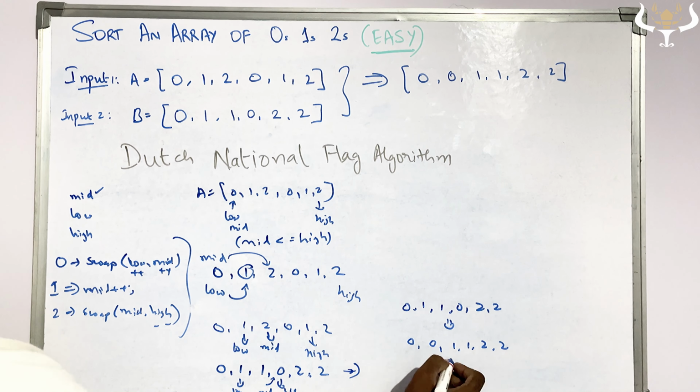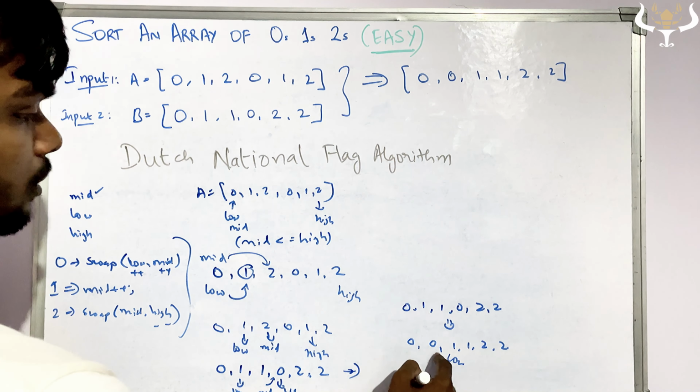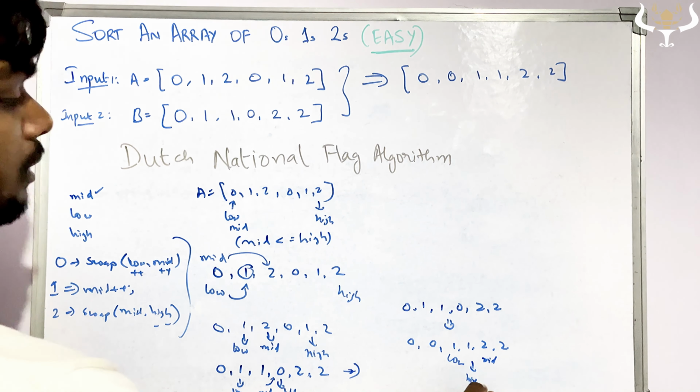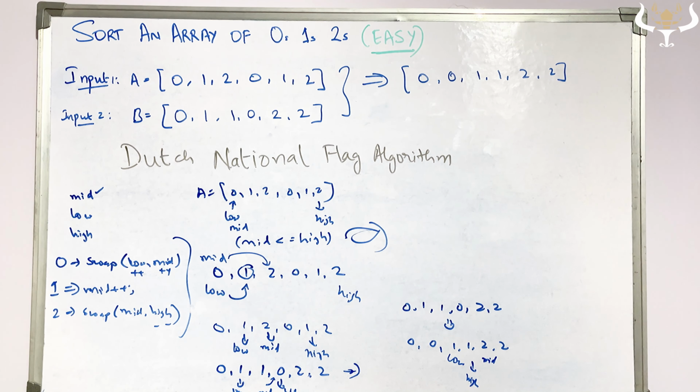So I'll have to increment my low again. This is my low. I'll have to increment my mid. This is my 0, 1, 2, 3, 4. This is my mid, and this is my high. Here my mid is greater than high, which breaches this condition. Whenever I breach this condition, I'll just end the loop, end the iteration, and this is my final array. So this is how we actually swap and get the sorted array of zeros and ones and twos. This is the main algorithm behind this.